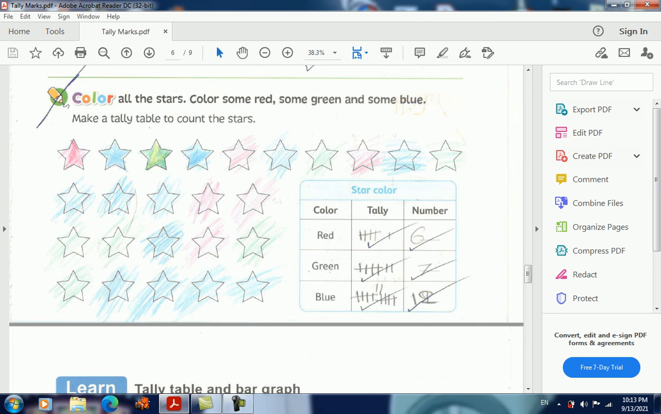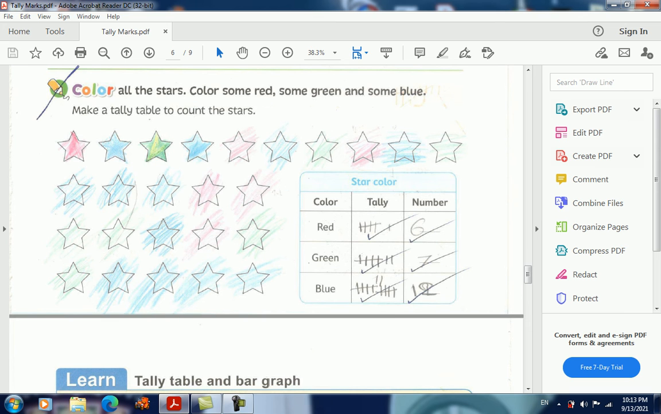In my case, I colored 6 red, so a stack of 5 and 1 on the vertical. I colored 7 greens, so a stack of 5 and extra 2. Then I colored 12 blues, so 2 stacks of 10 and then extra 2.